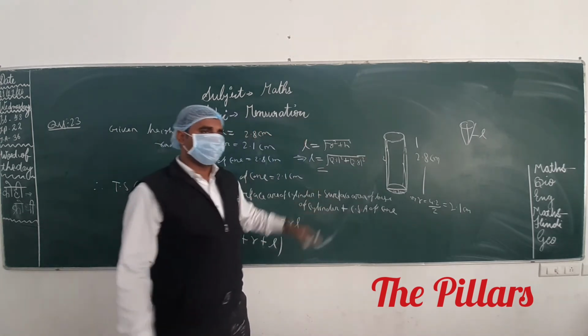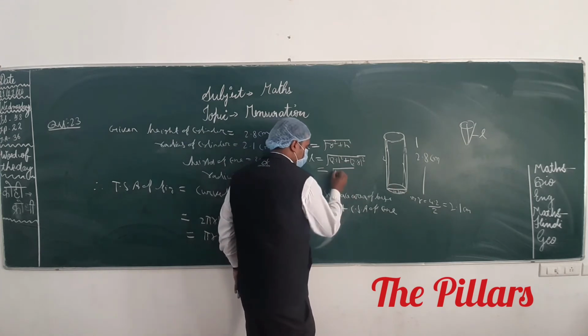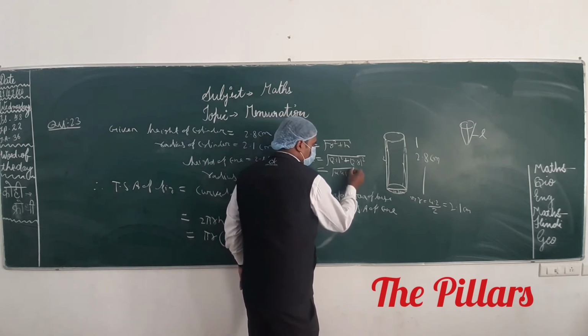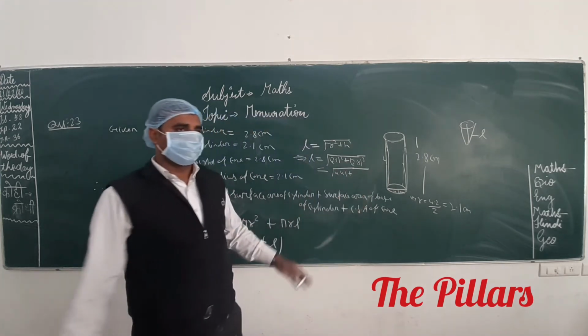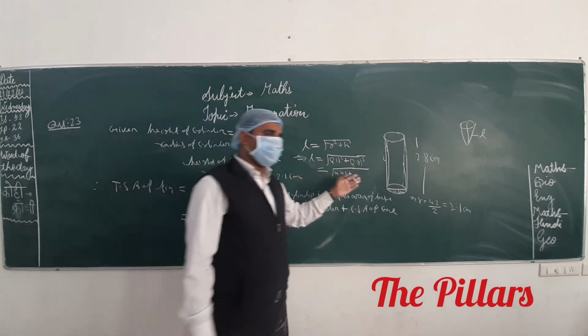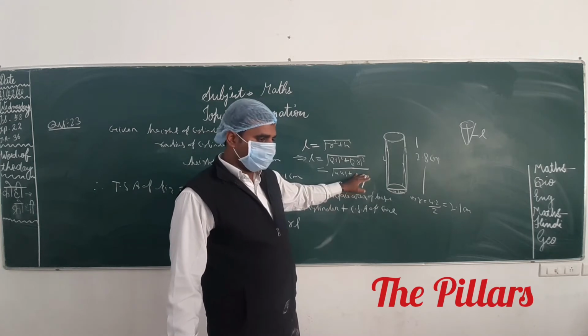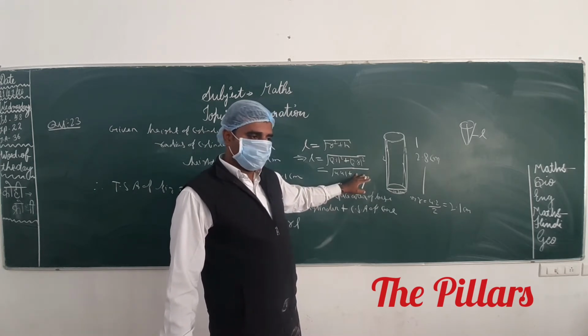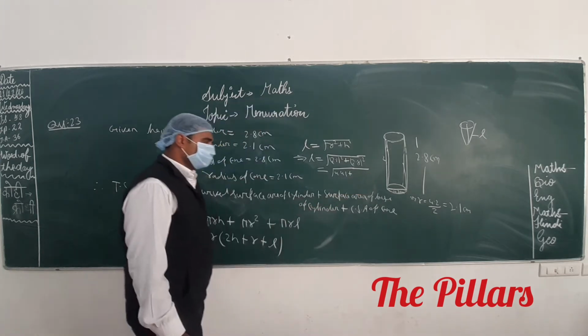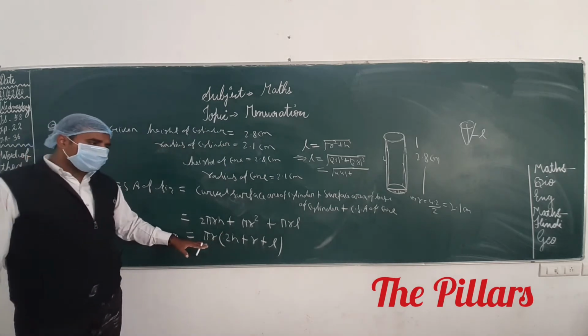2.1 whole square is 4.41, plus 2.8 whole square. 24 square is 576. I think 700 something will become 28. Sir, 576 for 24 square. 28 square you have to check. Okay, we have to calculate these values.